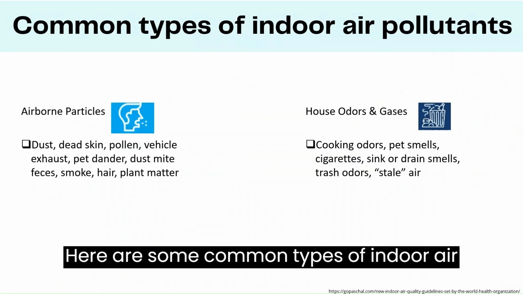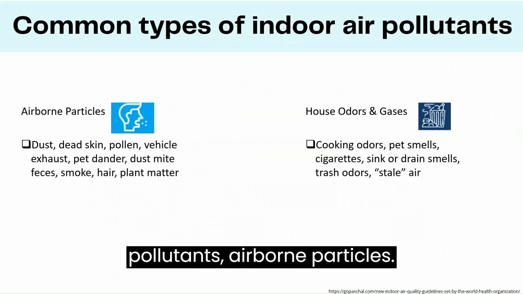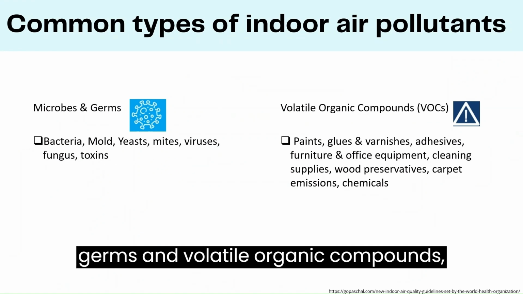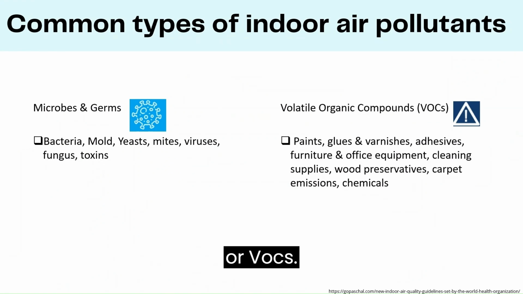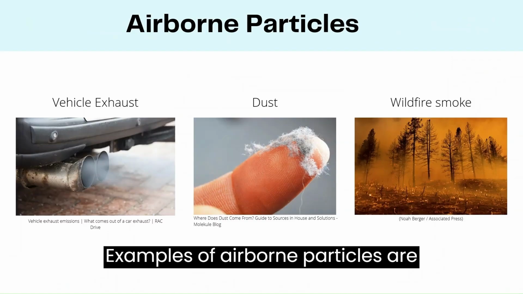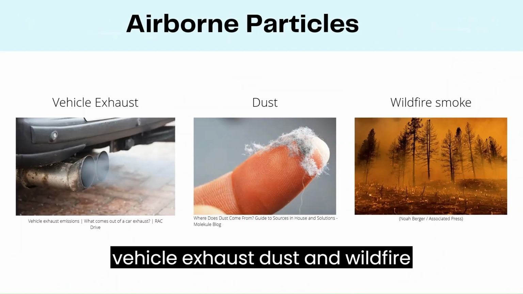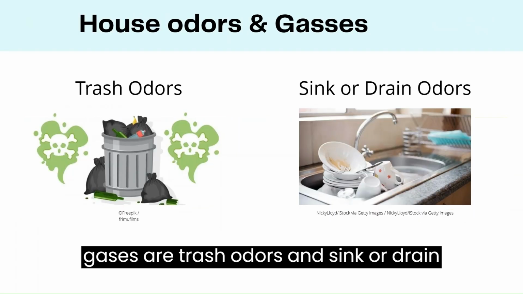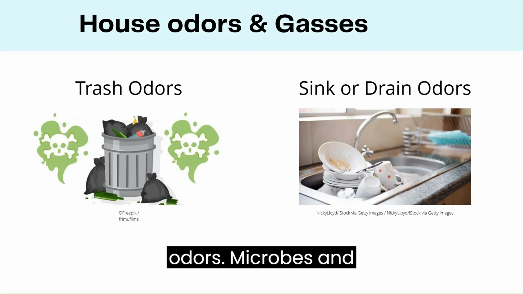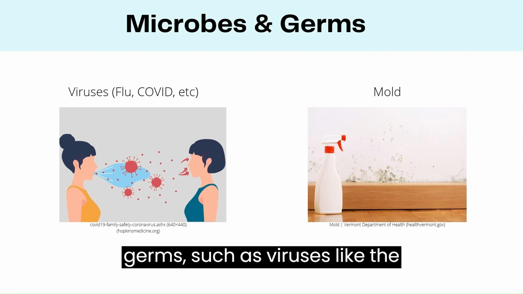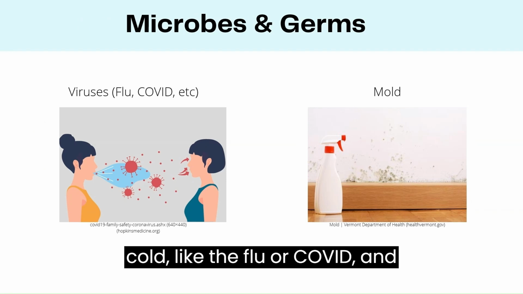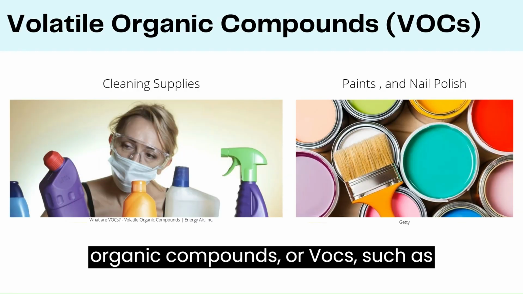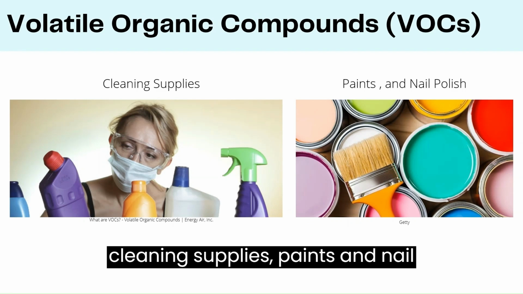Here are some common types of indoor air pollutants: airborne particles, house odors and gases, microbes and germs, and volatile organic compounds, or VOCs. Examples of airborne particles are vehicle exhaust, dust, and wildfire smoke. Some examples of house odors and gases are trash odors and sink or drain odors. Microbes and germs, such as viruses like the flu or COVID, and mold. And volatile organic compounds, or VOCs, such as cleaning supplies, paints, and nail polish.